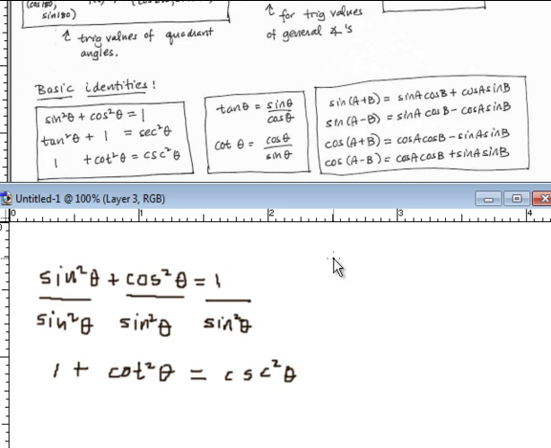And if we divide both sides now by cosine squared theta instead, both sides of this identity, let's just look at that. This time we're dividing by cosine squared theta.